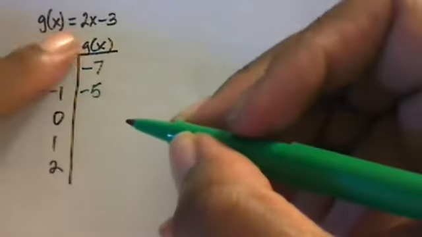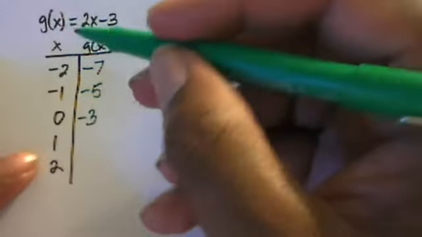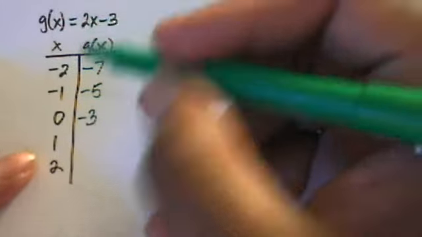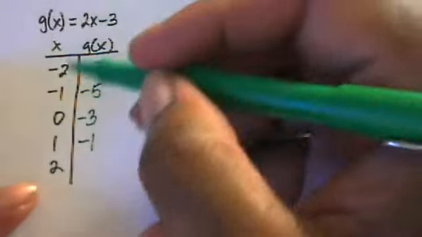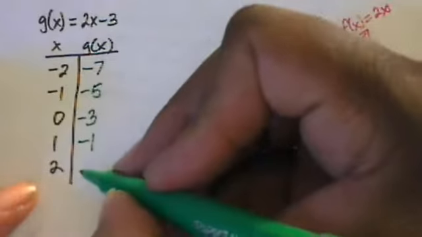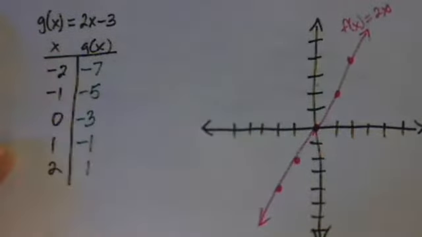If x is 0, 2 times 0 is 0. Minus 3 is negative 3. For x is 1, 2 times 1 is 2. 2 minus 3 is negative 1. And for x is 2, 2 times 2 is 4. 4 minus 3 is 1. So those are my ordered pairs for g of x.